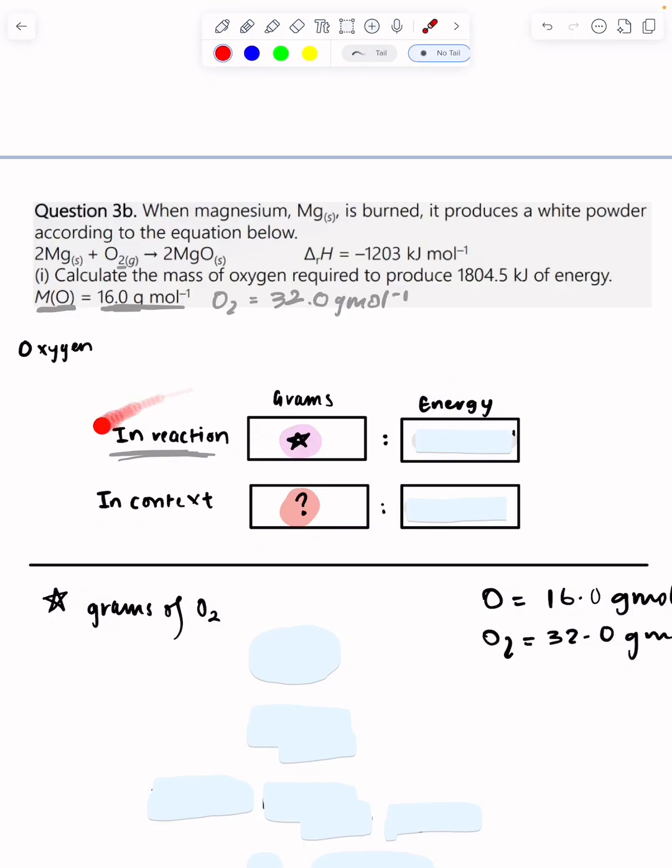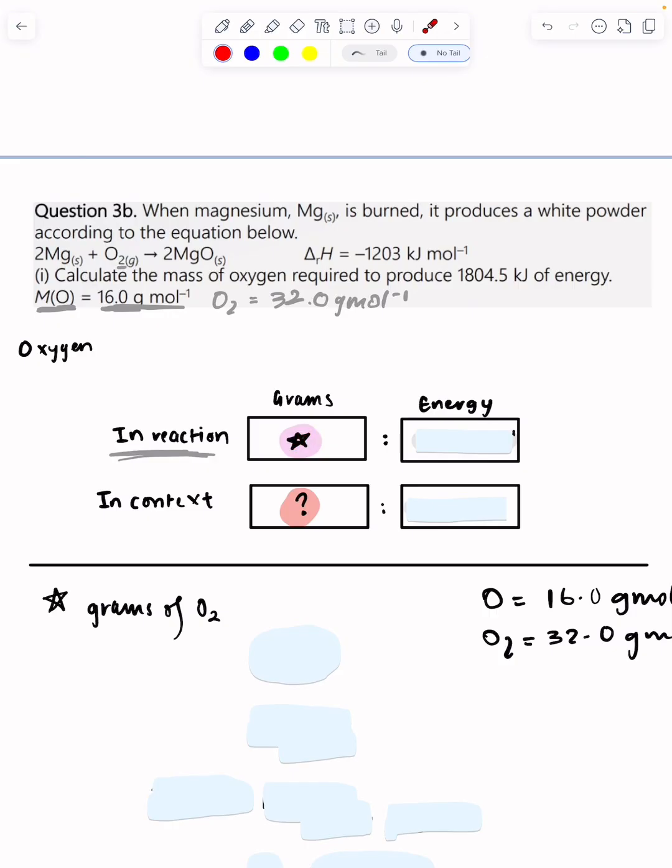I've drawn the boxes, okay, that I need. So the question is asking us, calculate the mass of oxygen required to produce this much energy. So in the reaction, let's see what we have. Well, we've got the grams in the reaction of O2. This is what we're focusing on, oxygen in the reaction. And we're going to figure that out using our moles equation, don't worry.